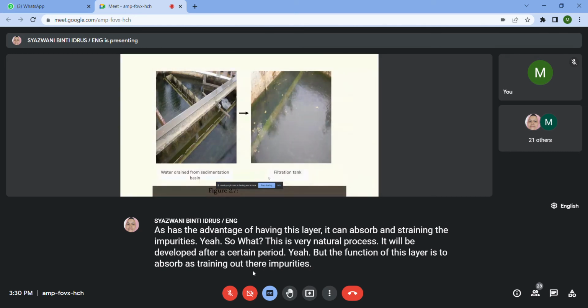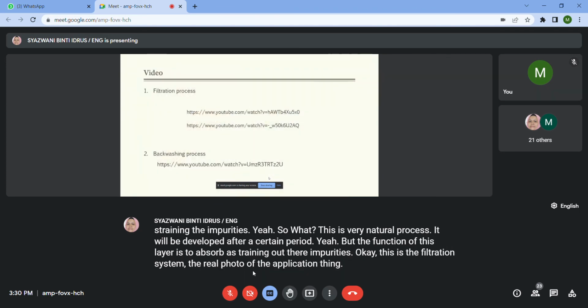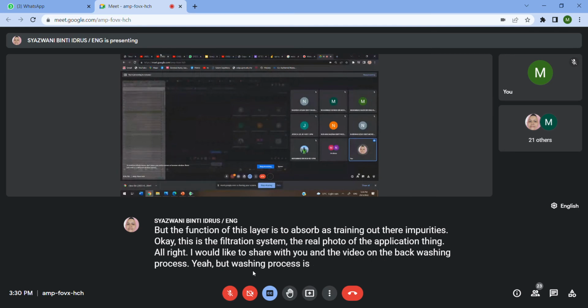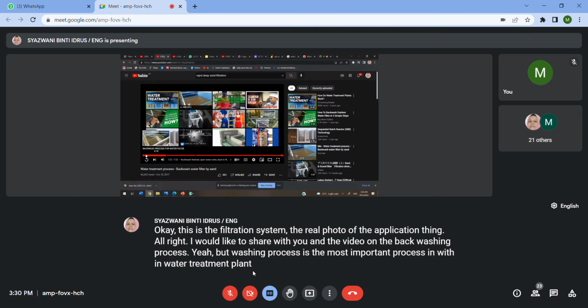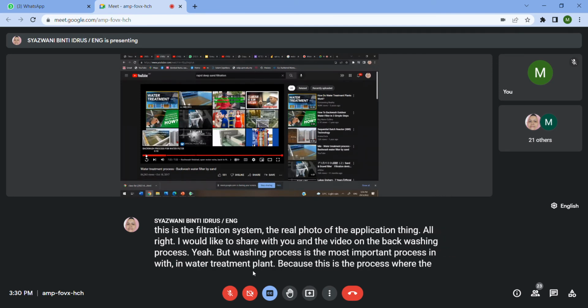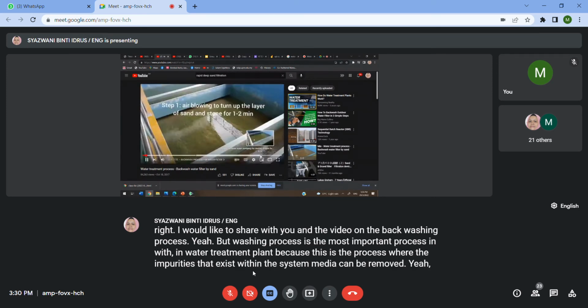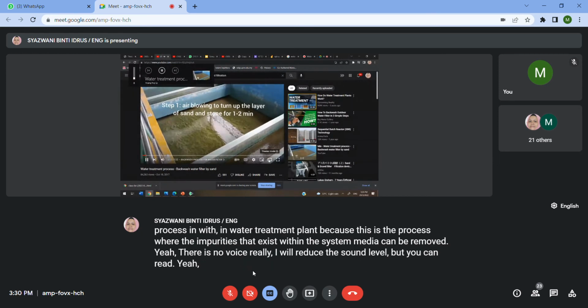Okay, this is the filtration system, the real photo of the filtration tank. Alright, I would like to share with you the video on the backwashing process. The backwashing process is the most important process in a water treatment plant, because this is the process where the impurities that exist within the filter media can be removed. There is no voice, so I will reduce the sound level, but you can read the explanation.